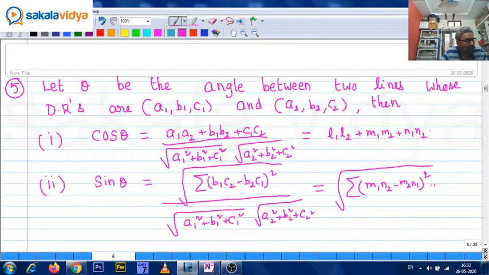Yes, L2 N1 only I have given. L2 N1 minus L1 N2. That only I have written.